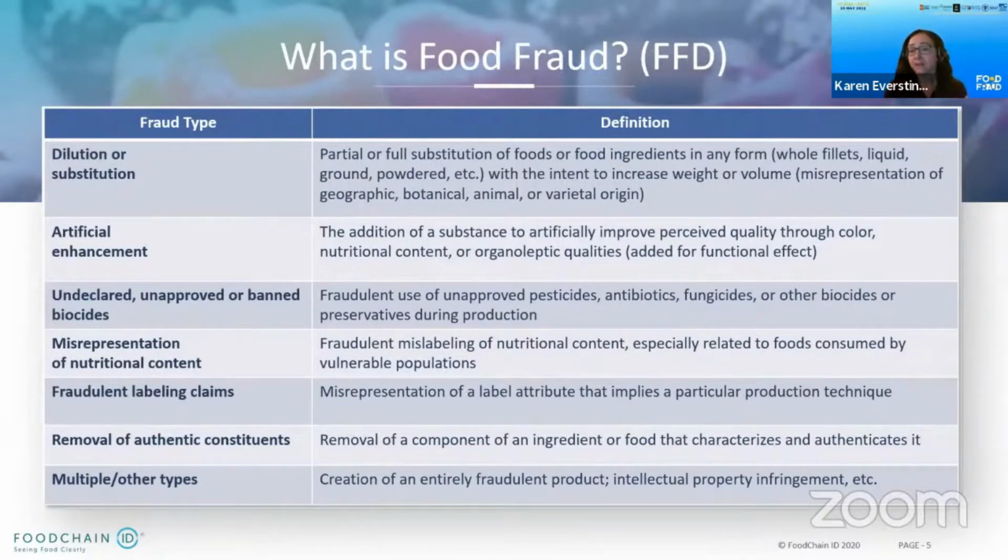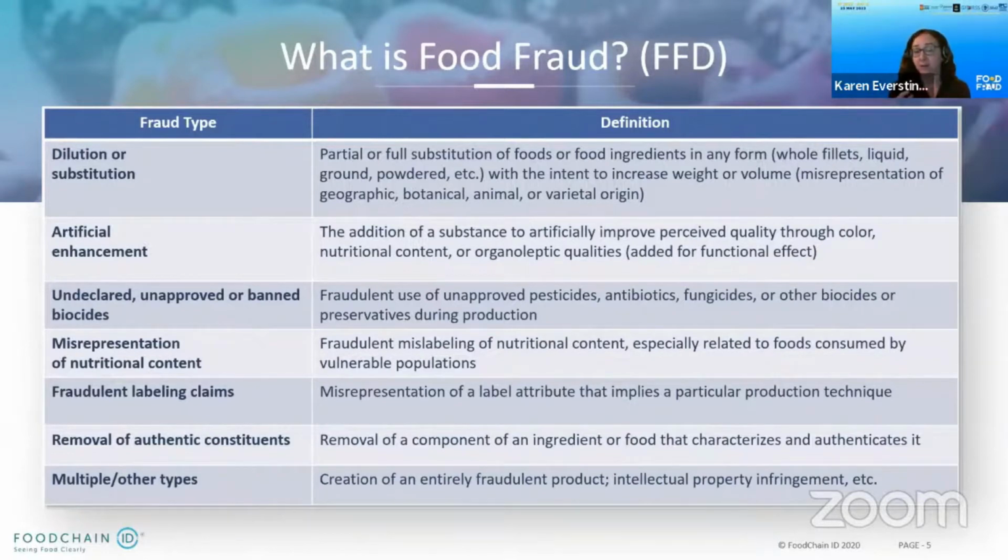Something like dilution and substitution is very specific to increasing the weight or the volume of a product. It can be a solid product like a fish fillet, or it could be olive oil or juice. But the idea here is something is being added to increase the weight or the volume. Artificial enhancement, on the other hand, is the addition of a substance for a functional effect. It could be a color additive or a non-protein nitrogen source, something like that. You don't necessarily have to add very much, but the effect is a functional effect. And then I think most of the other ones are self-explanatory, again similar to the GFSI definitions.